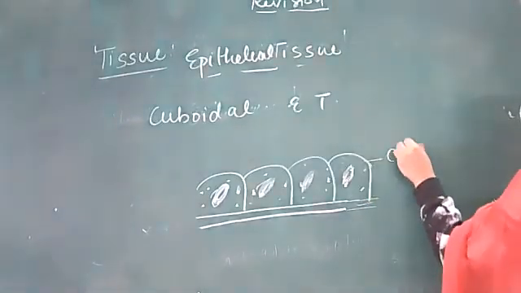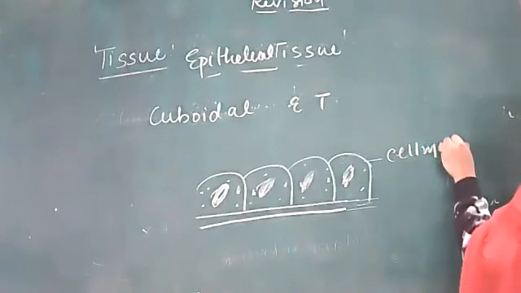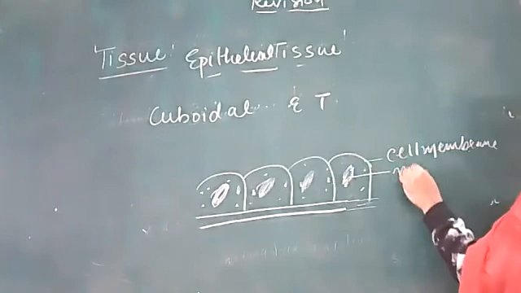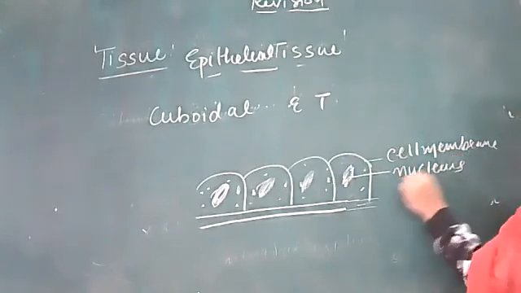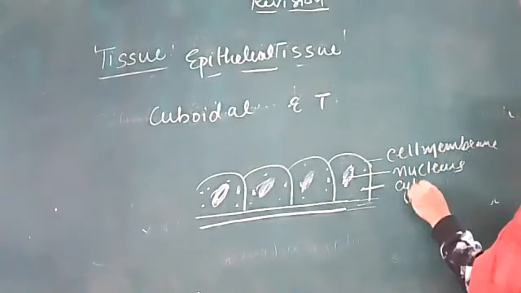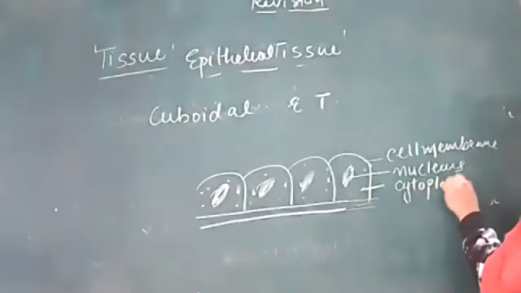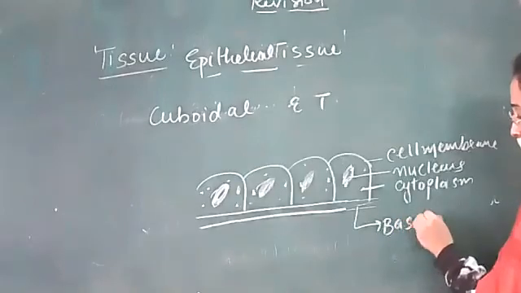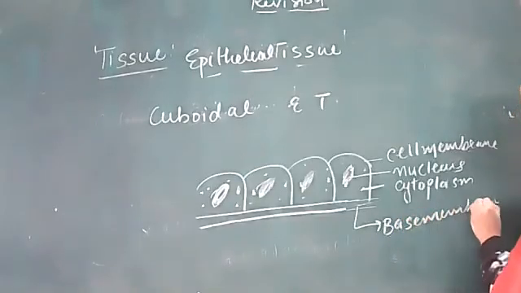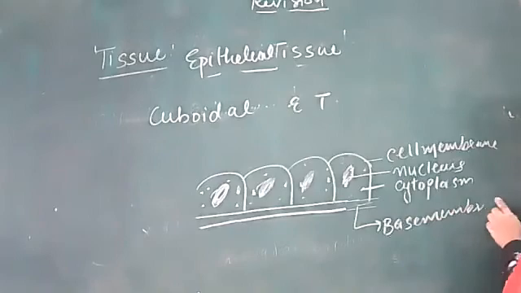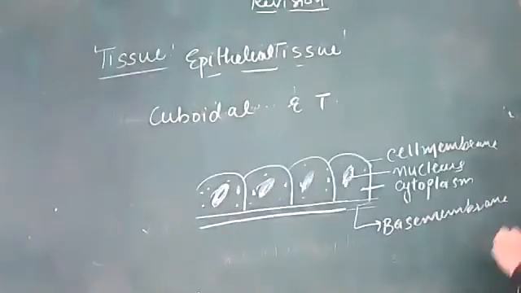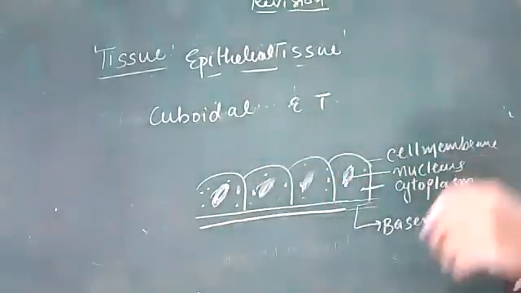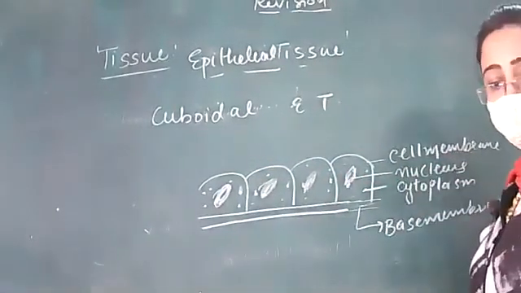It is a cell membrane. It is nucleus. It is cytoplasm. And it is again basement membrane. So this is cuboidal epithelium.